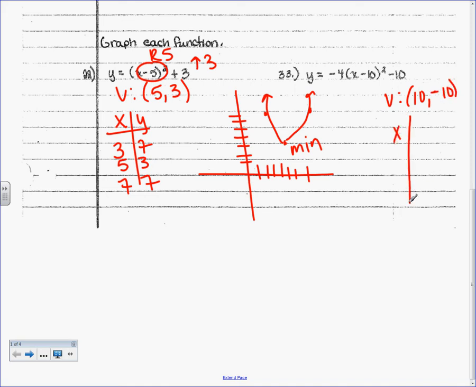Okay. T-table. I put that in the middle. I typically go left 2 and right 2. That's not a rule. It's just what I do. If you gave me 9 and 11, that's fine. Sometimes it's just a little too close. It's kind of hard to see. It just depends on how the parabola is stretched. So I'll do 8 and 12. Okay.